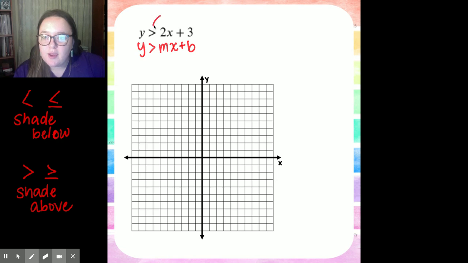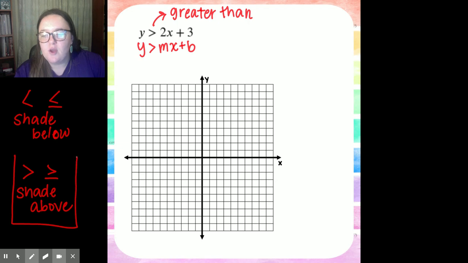This symbol right here is a greater than symbol. Greater than symbol. So just by knowing these first 2 rules, you already know that since it is greater than on this one, you are going to have to shade above. Without even making those test points, you know that the ones above the line are going to be the points that work. The ones below the line are not going to work. So let's keep going and see what else is different here.